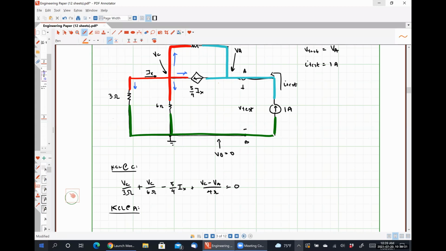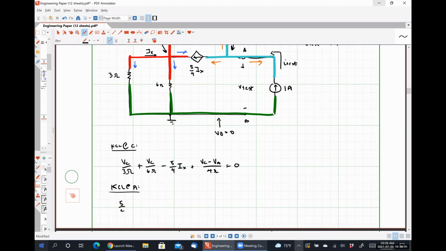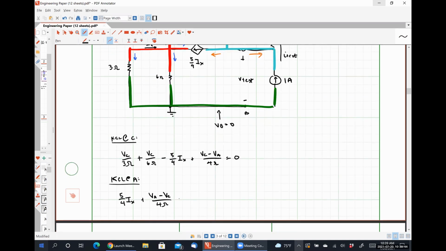All right, so I'm going to be adding this current and this current together and setting them equal to 0. So the current directed to the left is simply 5/4 IX. The current directed up is (VA minus VC) over 4 ohms. And the current directed to the right is -1 amp. Set these guys equal to 0.